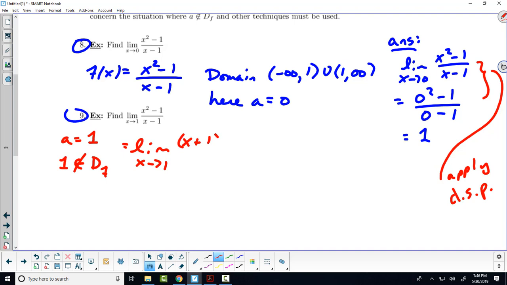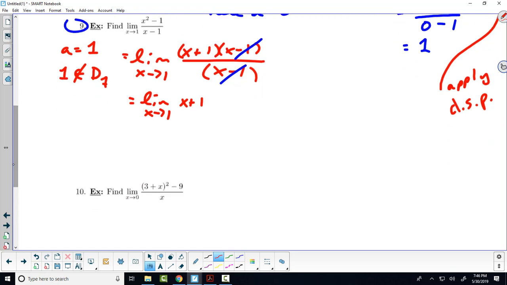We get x plus 1 times x minus 1 all over x minus 1. As before, the x minus 1s divide out. So we're just left with the limit as x approaches 1 of what? x plus 1. What is x plus 1? It's a polynomial function. It's a well-behaved function. What's the domain of any polynomial function? All real numbers. What's the limiting value? 1. That's a real number. So I can apply the direct substitution property to this. Now I can write this as 1 plus 1, and I get 2 for the limit.